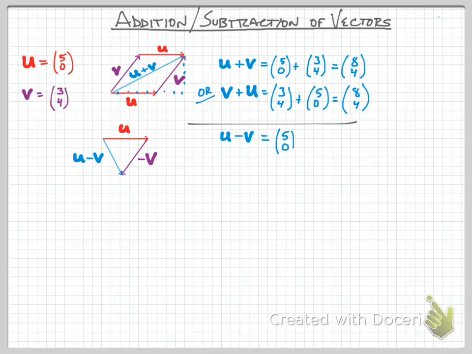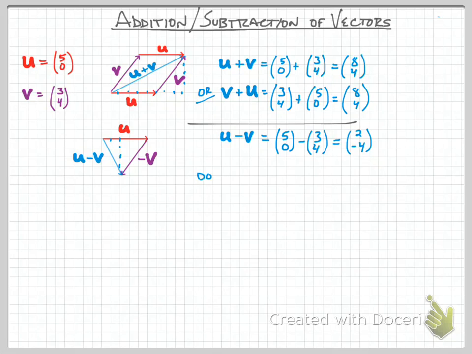So we've got u minus v. So let's see what happens. We've got 5, 0 minus 3, 4, and we get 2, negative 4. All right. Well, if we count that over, let's check to make sure that that works. We're going 2 in the positive x, down 4 in the y, so a negative y. So yes, we've got the vector 2, negative 4.